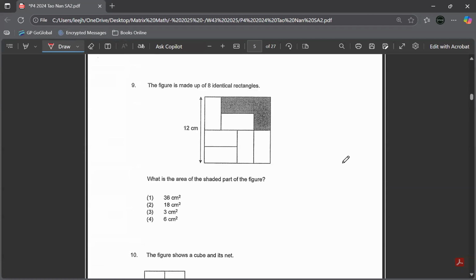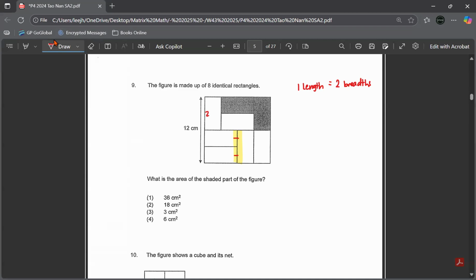The figure is made up of 8 identical triangles. So you can see 1, 2, 3, 4, 5, 6, 7, 8. What is the area of the shaded part of the figure? So you can see this is 12 cm. If you look at this part here, if you can observe, the length of one rectangle is actually equal to 2 rectangle breadth. Can you see? So which means one length is the same measurement as 2 breadth.